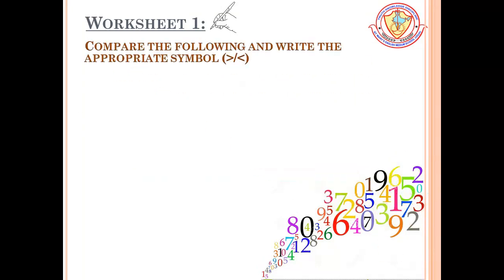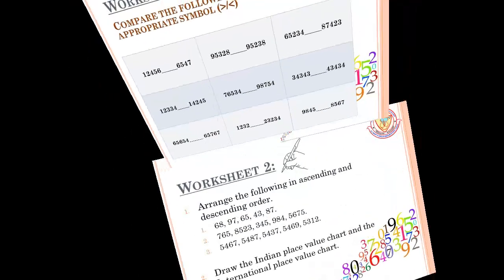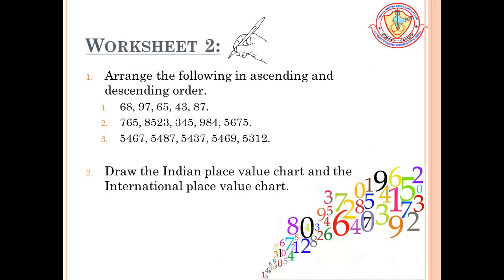Here comes a worksheet for you where you have to compare the following numbers and write the appropriate symbol, that is greater than or less than symbol. Here comes one more worksheet where a set of numbers are given. You have to write it in ascending and descending order. And one more question where you have to write the Indian place value chart and international place value chart.